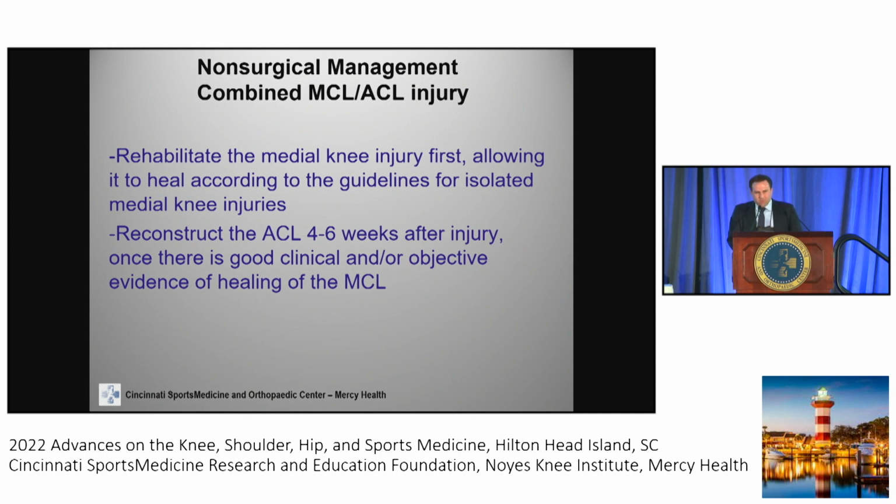Really, the approach to most of these combined MCL and ACL injuries involves rehabilitating the medial knee injury first, allowing that to heal according to guidelines that I've already discussed. And then this is followed by a delayed reconstruction of the ACL 4 to 6 weeks after the injury, once you have good clinical objective evidence of healing of the MCL.